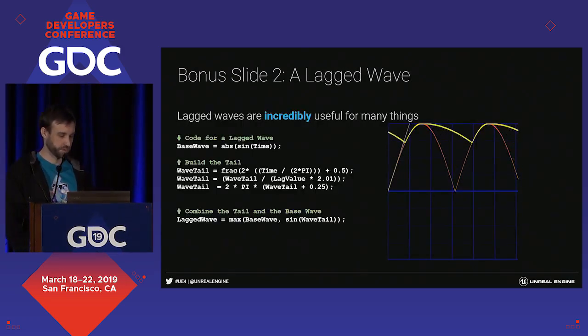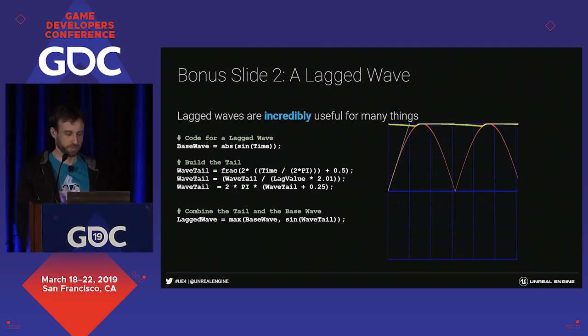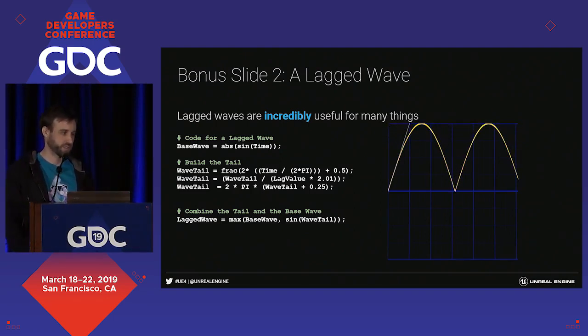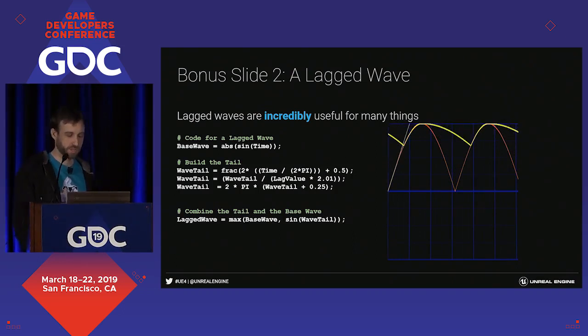Here's another really useful one that I worked on for that VR beach scene, and this is a lagged wave. This is if you have something like a crashing wave on the shore, and it has foam that needs to crest up and then slowly glide back down. You want to be able to tweak how far up it slides and control the speed of the rise and the fall independently. So this gives you a nice way to do that.